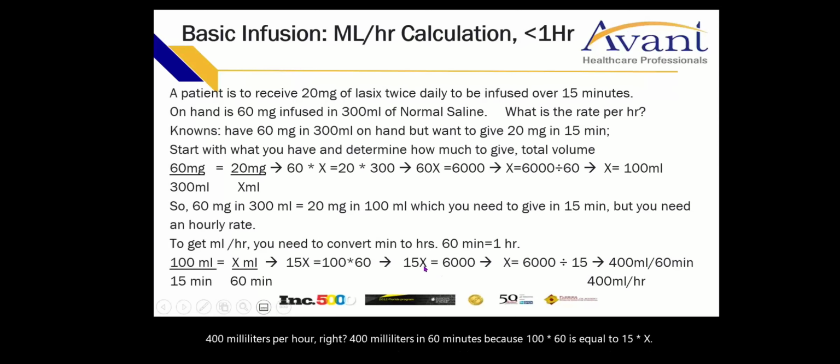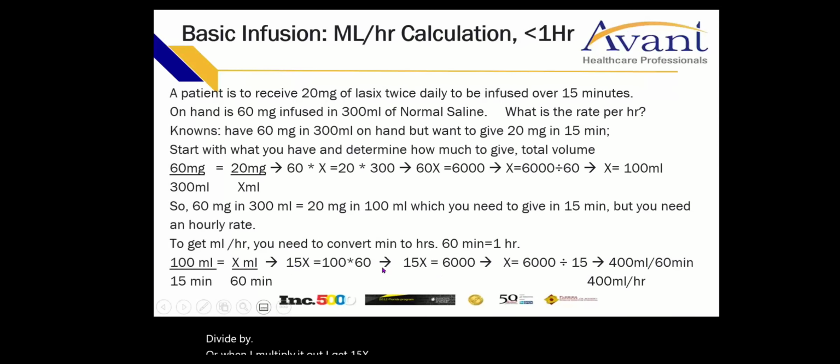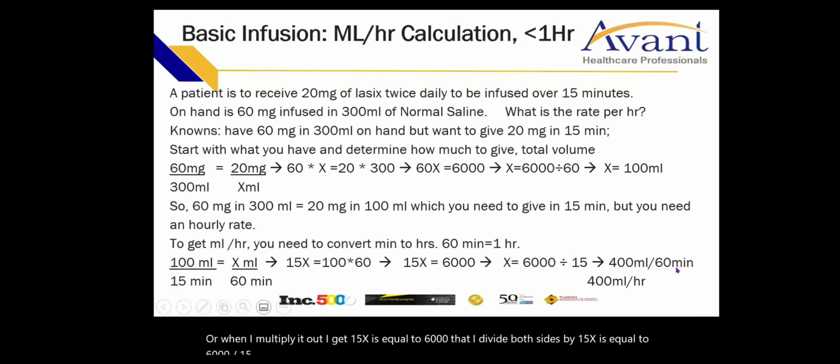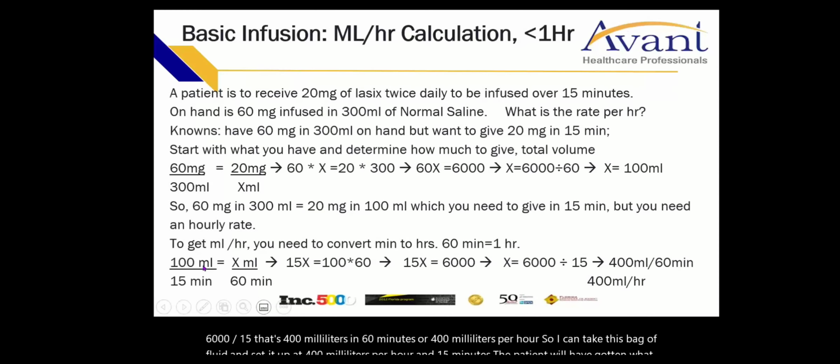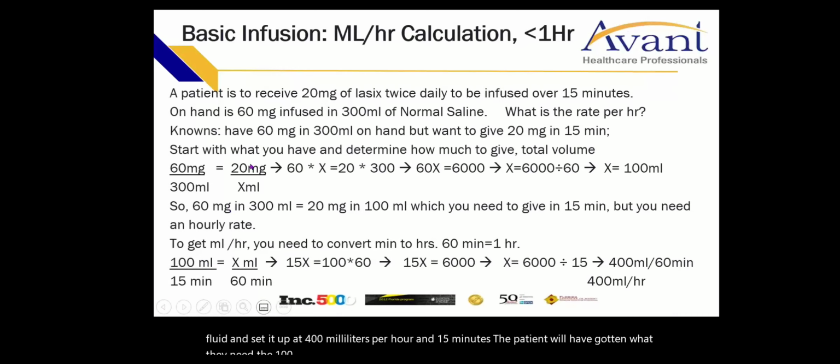When I multiply it out, I get 15X is equal to 6,000. Then I divide both sides by 15. X is equal to 6,000 divided by 15. That's 400 milliliters in 60 minutes, or 400 milliliters per hour. So I can take this bag of fluid and set it up at 400 milliliters per hour. And in 15 minutes, the patient will have gotten what they need, the 100 milliliters, right, which is 20 milligrams.